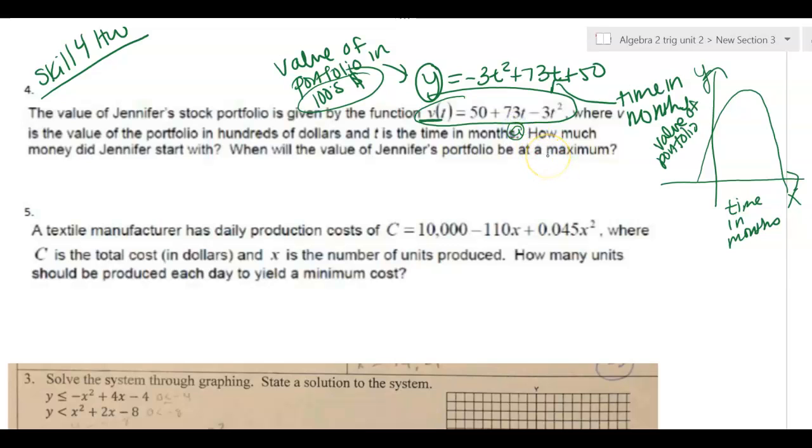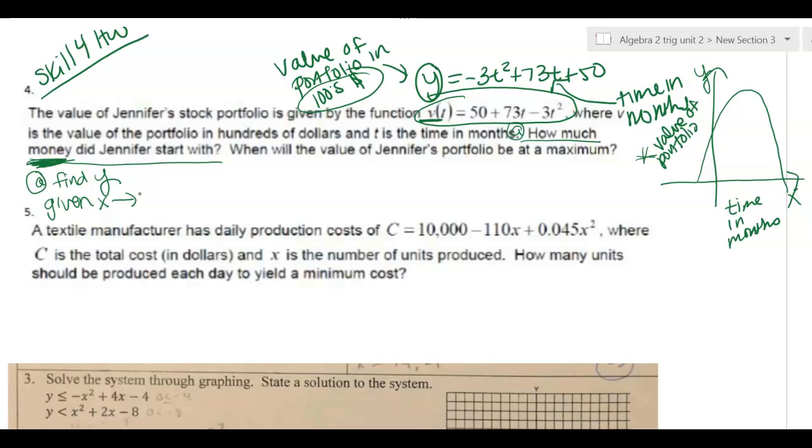And it says, how much money did Jennifer start with? So it's asking how much money. The part of the equation here that was measuring money would not be time in months. Instead, that would be the value of the portfolio. So when I read that and it says how much money, I'm thinking in my head, I'm finding a Y. To find a Y, I must be given an X. So I'm going to finish reading the question and see if I can interpret the X correctly.